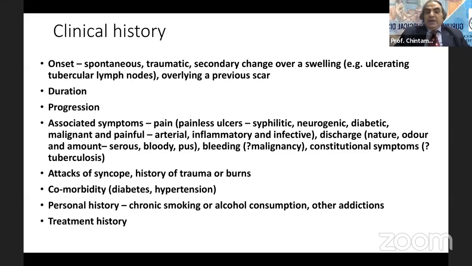Associated symptoms, pain. Painless ulcers are usually seen in syphilis, neurogenic, diabetic, and malignant ulcers, and painful ulcers are usually arterial, inflammatory, and infective. Easy to remember. Then the nature of the discharge is important, which can come out of the wound. A foul-smelling, bad, purulent discharge makes you suspect an ulcer that is badly infected, with a deep-seated infection. So the color of it is important. Anaerobic color is very special. How does it smell? Well, it smells like itself, so one cannot tell you. It doesn't smell good.